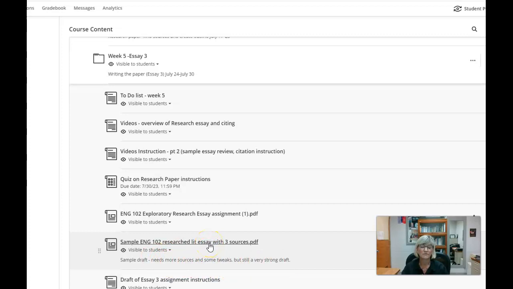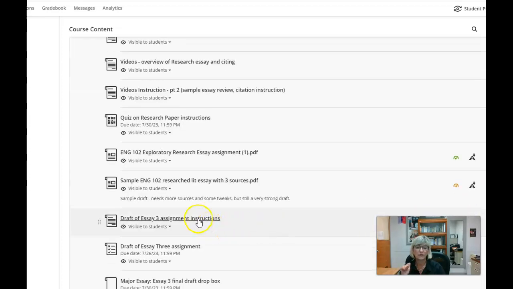So this one only had 3. It used to be that you didn't have to have 5, and now the department says you have to have 5, so that's what you have to have. It has the right kinds of sources. And then I have the assignment here, and we're specific to the draft, okay?